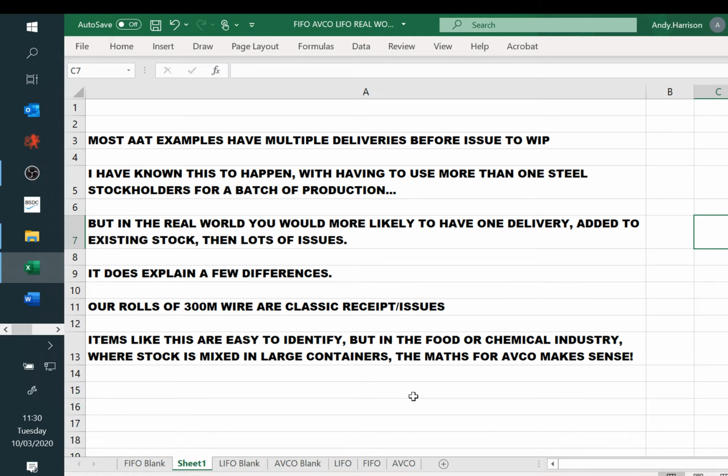In the food or chemical industry, stocks are mixed in large containers, silos of barley, wheat, chocolate powder, flour, or other chemicals like talcum powder, and that's when we tend to use AVCO. I've used the same numbers to illustrate AVCO, and you'll see it's an awful lot easier, and it explains the reasoning behind AVCO. It makes a lot more sense. So on with the calculations.